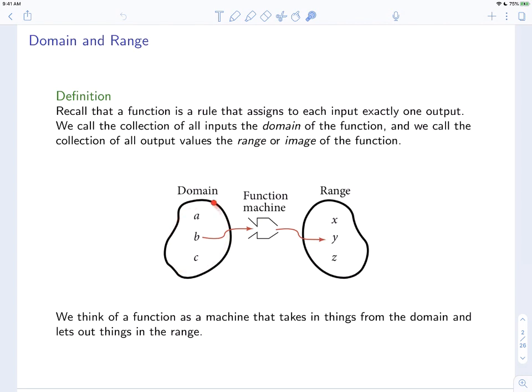So A, B, and C are elements of the domain. That means that they're members of the set. X, Y, and Z are elements of the range. Again, that means that they're members of the set or that they're included in the set. A function is like a machine, and it takes elements from the domain and converts them using some rule into elements of the range.